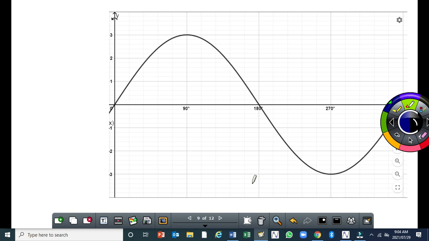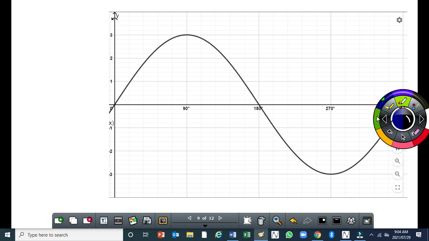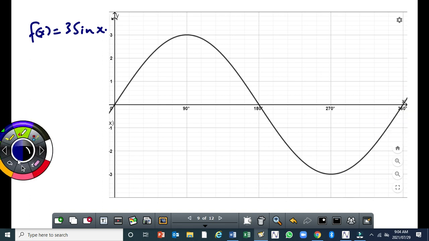Okay, so the first graph was the graph of f of x equal to 3 sine x. So this is the graph, right? This is the graph of f of x equal to 3 sine x. So mark your work. If you sketch the graph, just mark your work. Okay, you are supposed to have a shape like that.